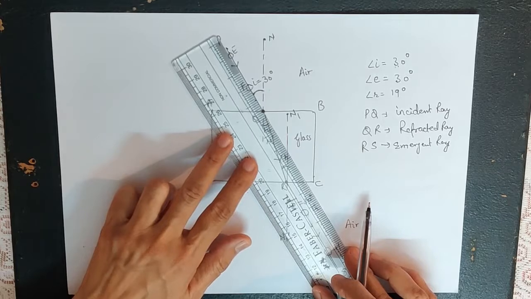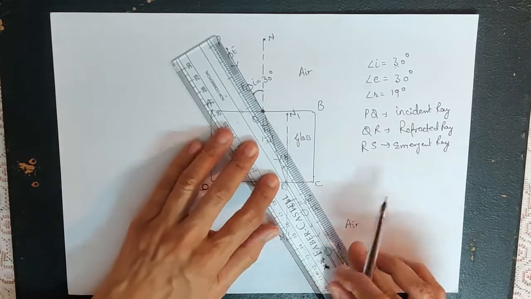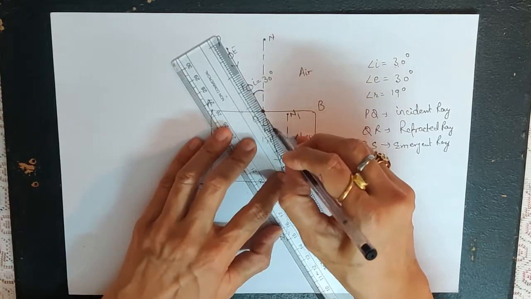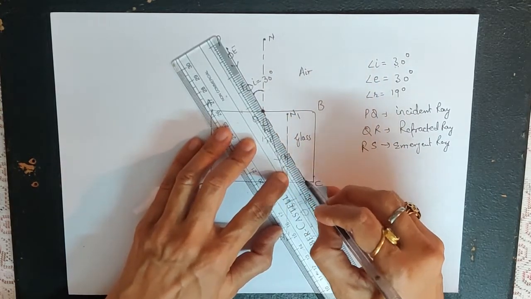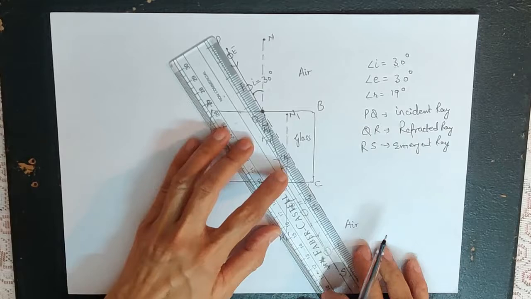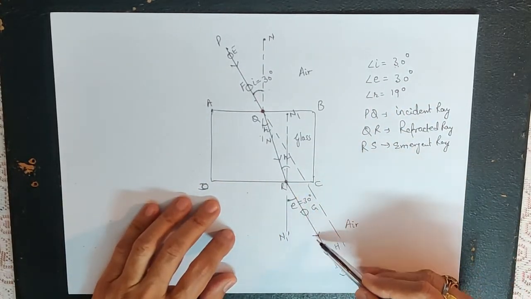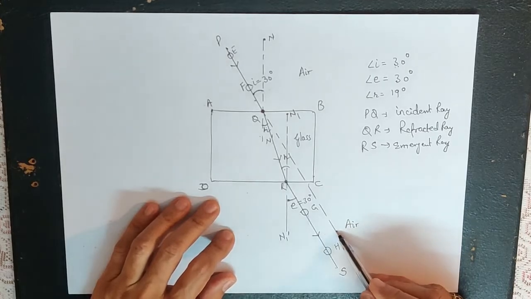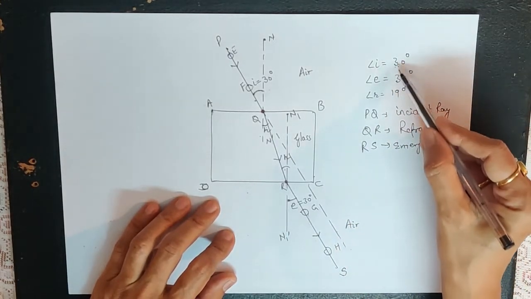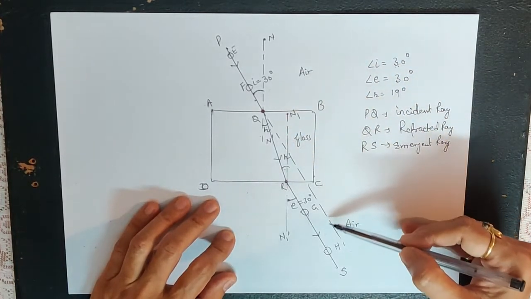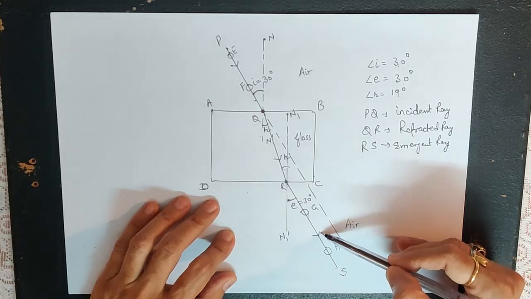Now let's extend the incident ray forward. When we extend the incident ray forward, we draw it with a dotted line because extended rays are always shown by dotted lines. So we extend the incident ray and we find that the emergent ray is parallel to the incident ray. Why? Because the angle of incidence and the angle of emergence are equal. So the incident ray and the emergent ray are parallel.